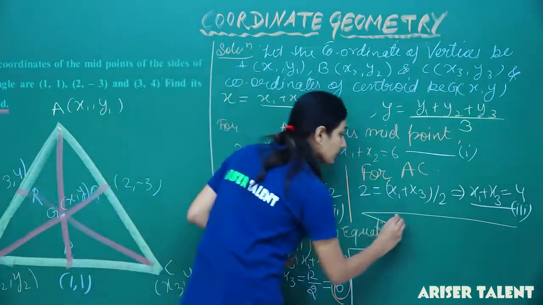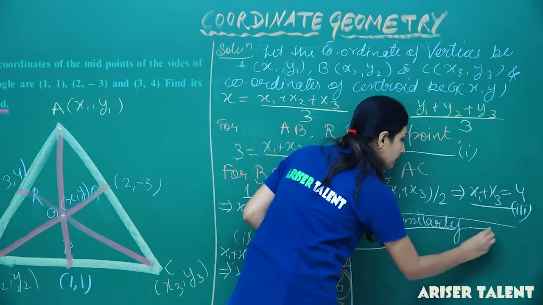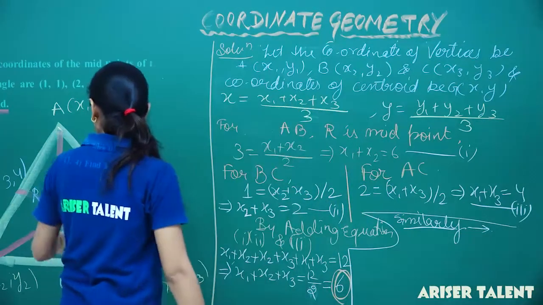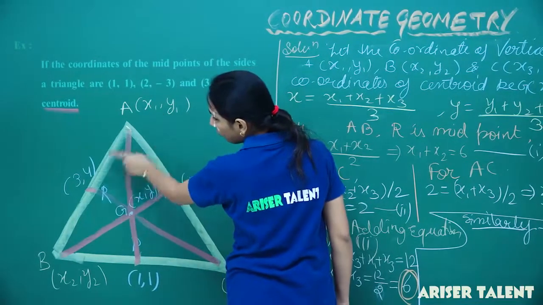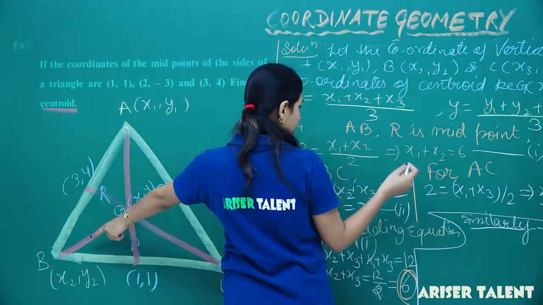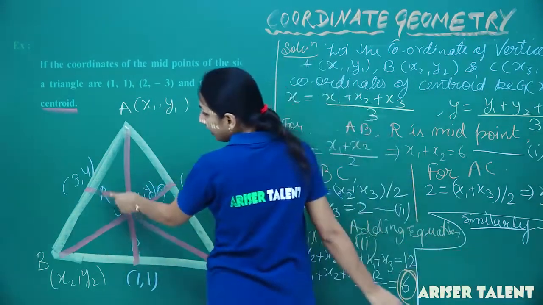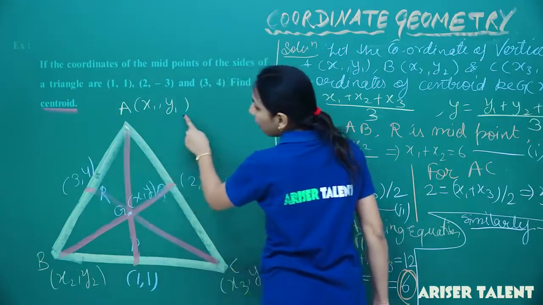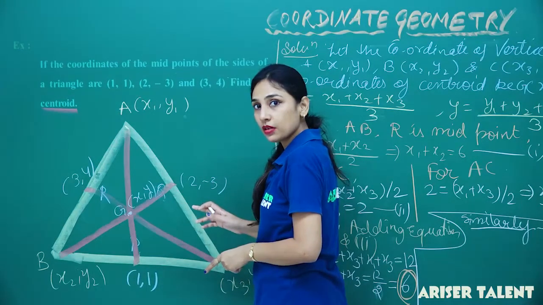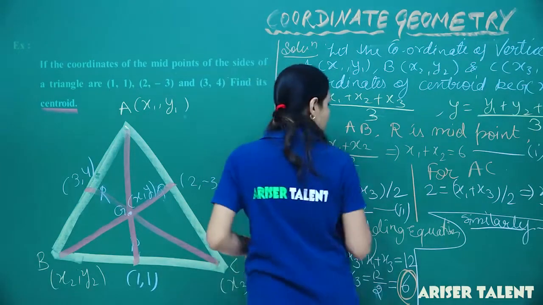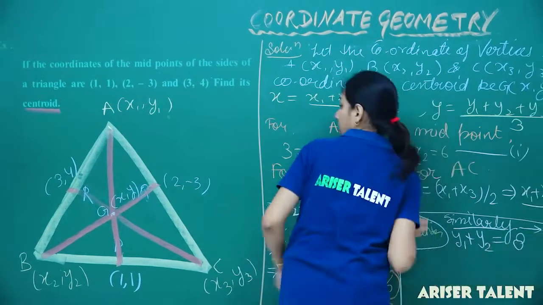Similarly, I'll be having for y1 and y2. So if I go with this, can I adjust it here? No, I can't adjust it. So I should rewrite all the things. So for 4 equals to y1 plus y2 by 2. So that means 8 equals to y1 plus y2. So y1 plus y2 equals to 8. Okay, this side is done.